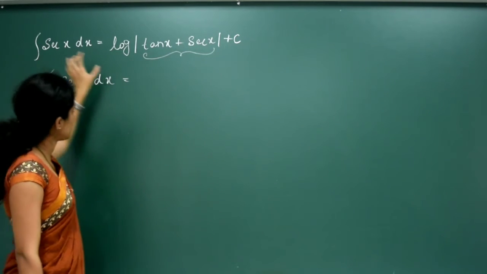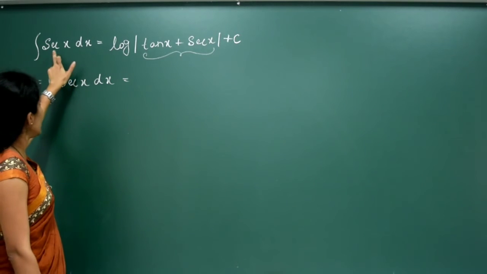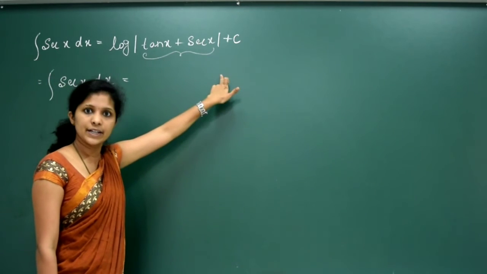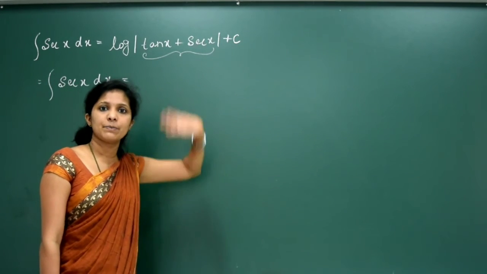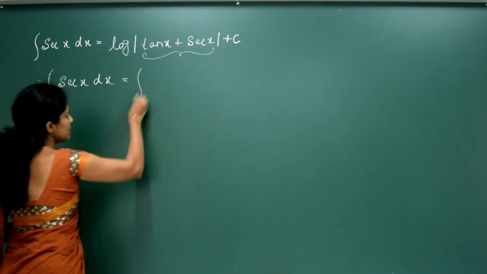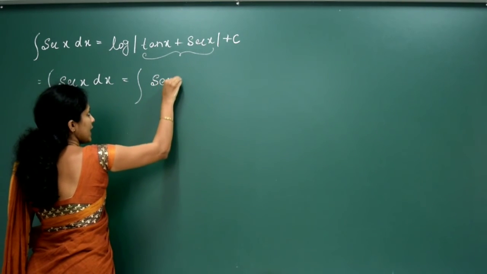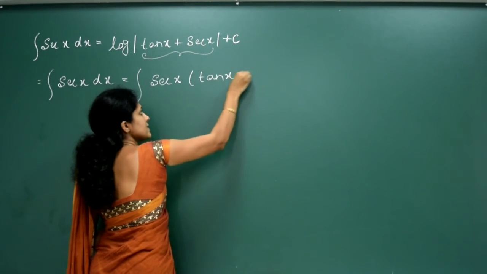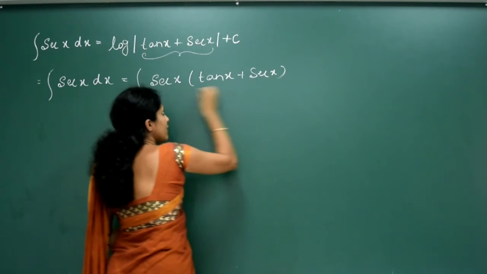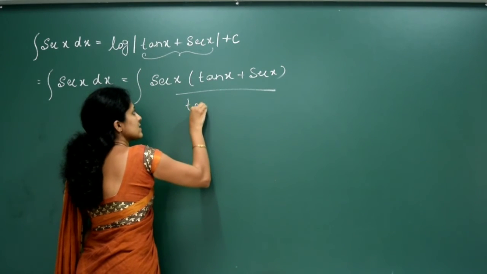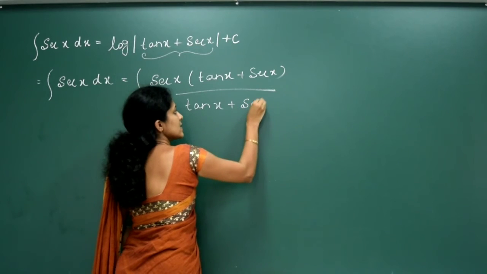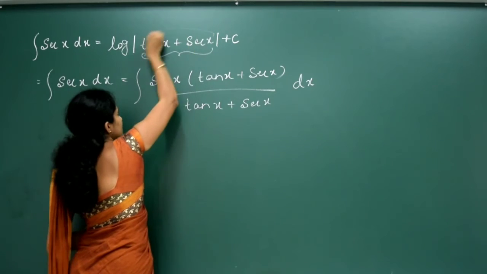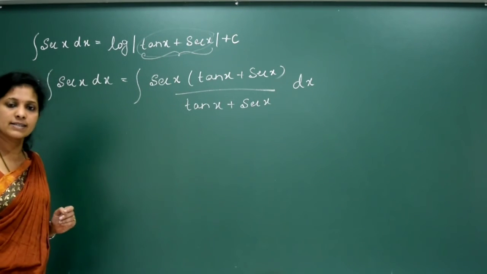Is it clear? In the formula, if they ask to prove this one, then what you can do? Integration of secant x dx. In the formula it will be given tan x plus secant x. So you need to multiply and divide it by that value. So if I multiply and divide it by the same, secant x multiplied and divided by tan x plus secant x, divided by tan x plus secant x, dx. We have multiplied and divided by the same function here, tan x plus secant x.